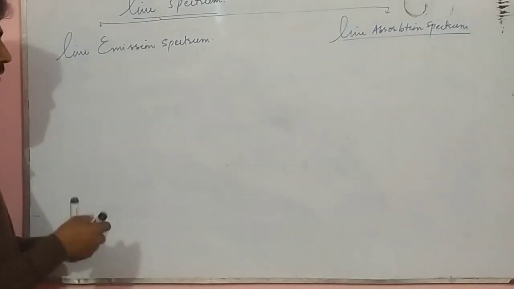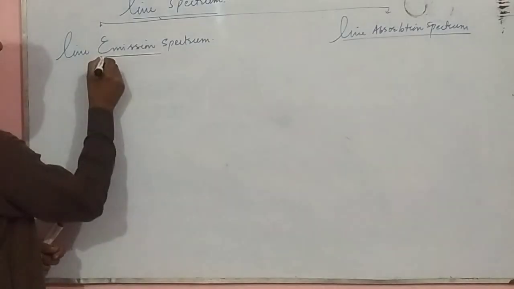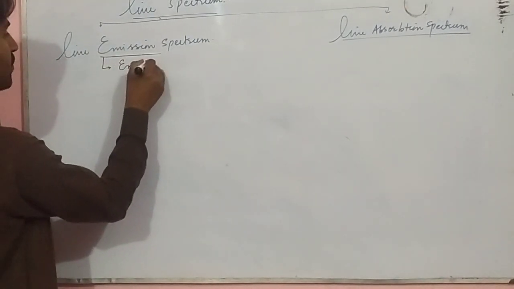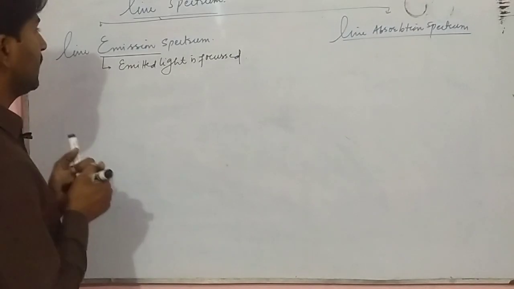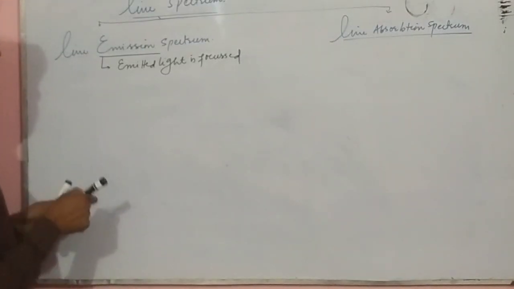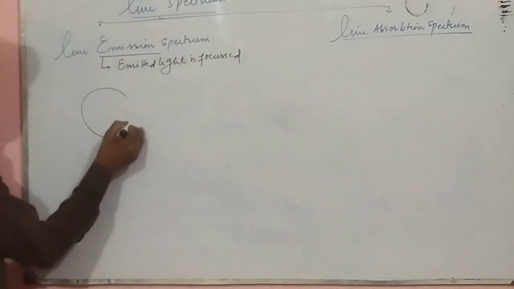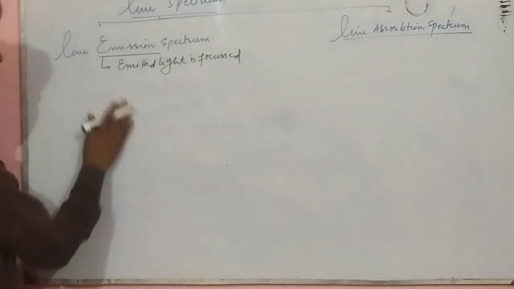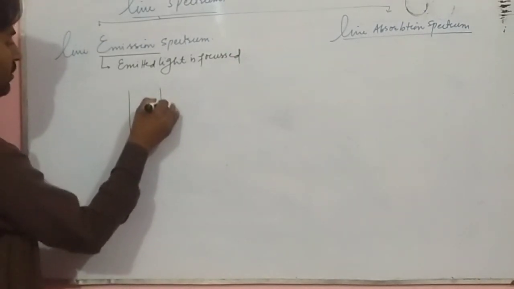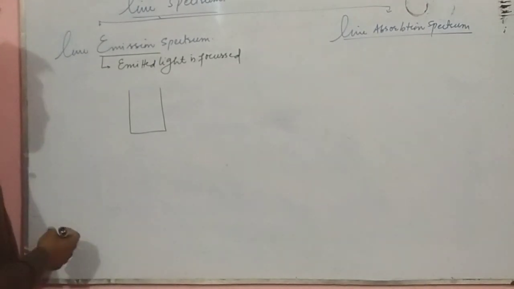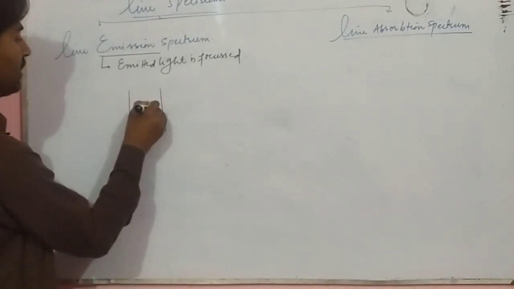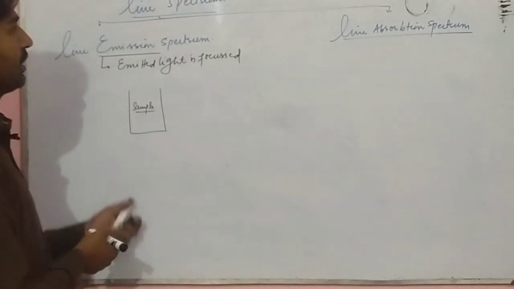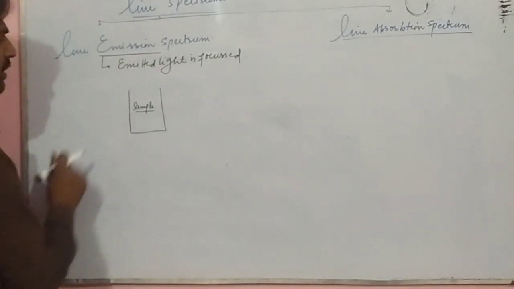Line emission spectrum: from the word emission, it is clear that emitted light is focused. Emitted light that is focused is called line emission spectrum. Let's say we have a sample which we have to study, and in the sample there is a certain gas which is the source of the line spectrum.